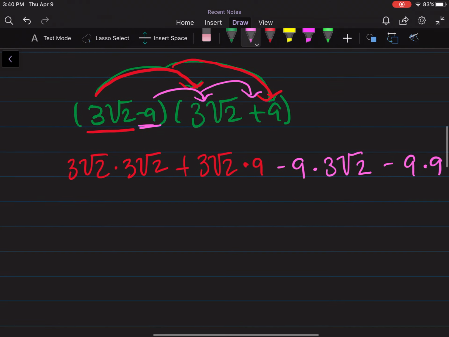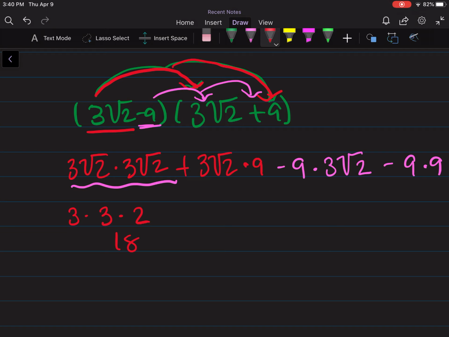Oof. So let's deal with these right here. 3 root 2 times 3 root 2. They're going to have 3 times 3. And this root 2 times root 2 is just going to end up with a 2 there. So 3 times 3 is 9. And 9 times 2 is 18.